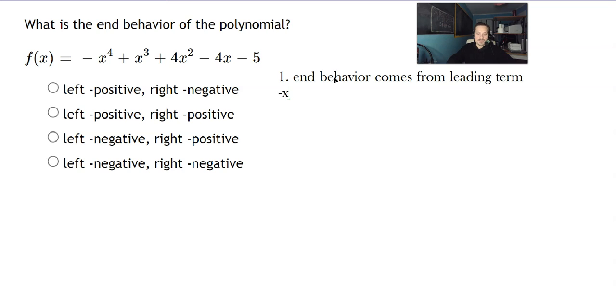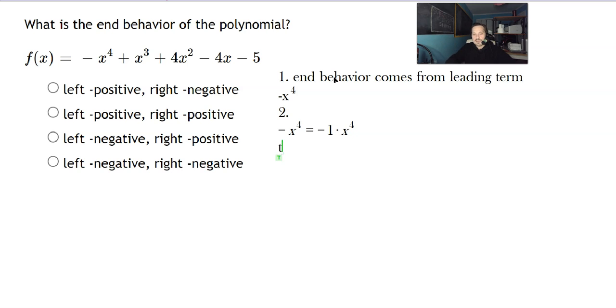Here it's negative x raised to the 4th. That's the leading term. The impact of that term is the biggest when x goes to positive or negative infinity. So now, what can you do? Well, take a look. When you have negative x raised to the 4th, it's really like negative 1 times x raised to the 4th, you see? You can separate off a negative 1. Why is that useful? Because whatever happens to x to the 4th doesn't matter, since when you multiply by negative 1, the result will always be negative.